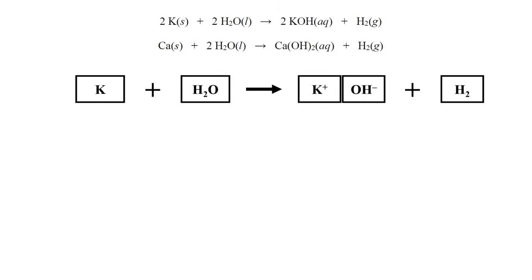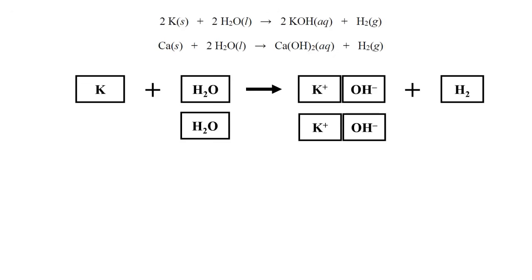So as we balance this equation, we're going to add another water molecule to the left. So now the oxygen atoms are balanced. We're going to add another formula unit of potassium hydroxide to the right of the equation. So now the hydrogens are balanced. And then we'll add a potassium to the left. And now the entire equation is balanced with coefficients of 2, 2, 2, and 1.